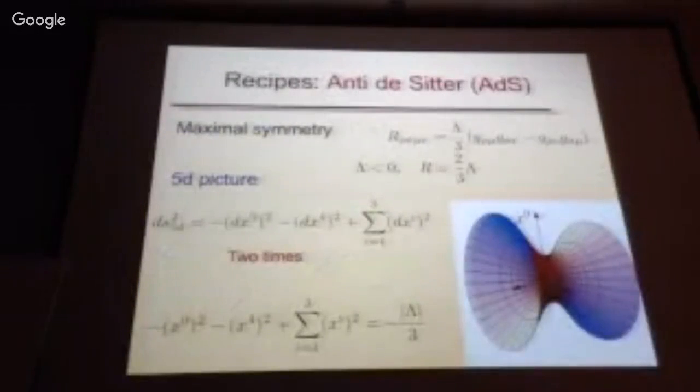So now let's go back to these maximally symmetric spacetimes, and we have the last one, anti-de Sitter. That one is exactly the same as de Sitter, but the cosmological constant is negative. And to picture this spacetime, the easiest way is also to go to 5 dimensions, but now instead of adding a normal spatial coordinate, I have to add another time. So another minus sign in the metric. So I have 2 times.